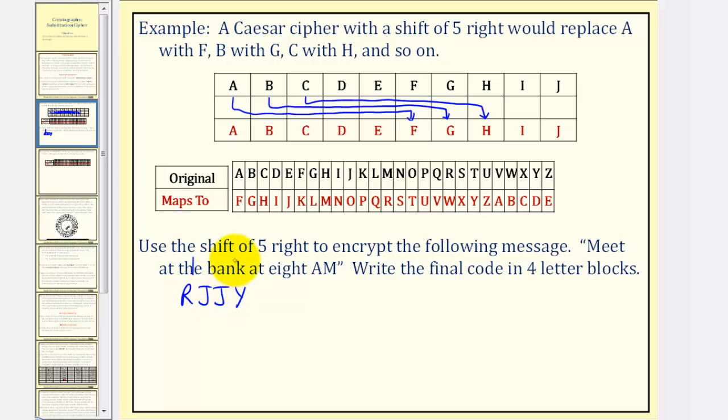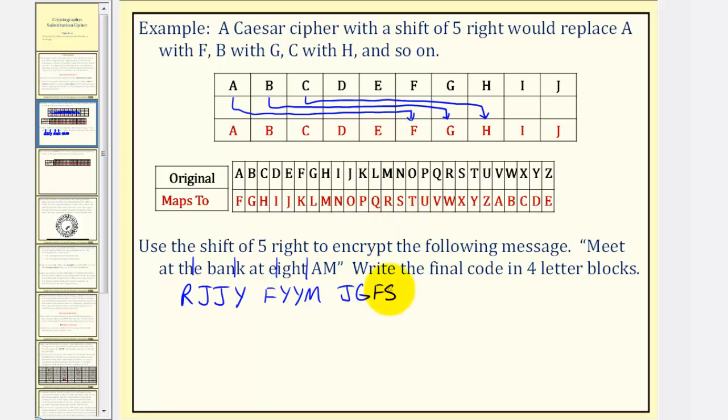Then we'll have E, B, A, N. Then we'll have K, A, T, E. Then we'll have I, G, H, T. Then we'll have A, M. So for A, T, T, H, we would have F, Y, Y, M. For EBAN, we'll have J, G. For A, we'll have F, and for N, we'll have S.